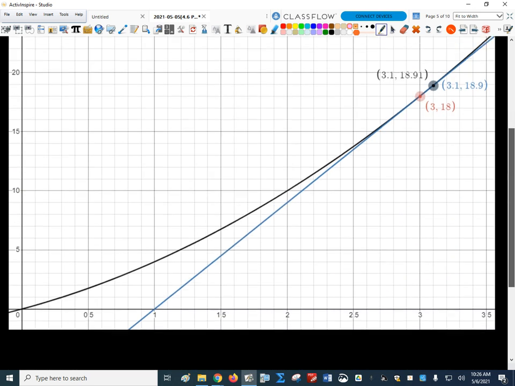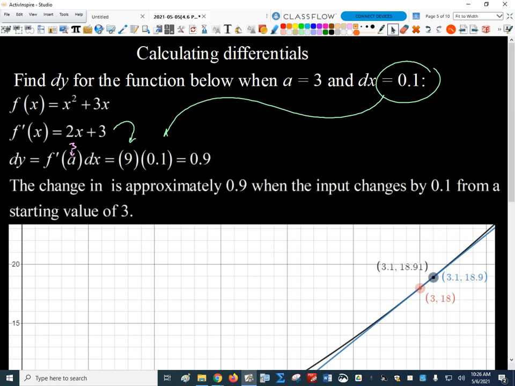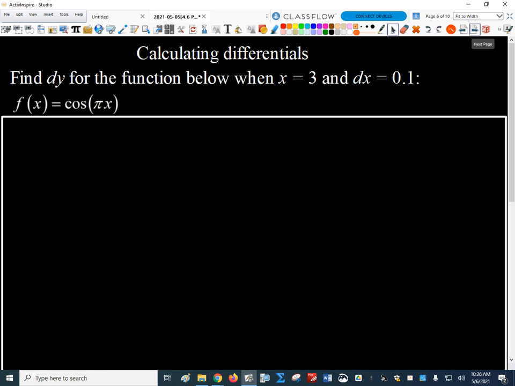All right, let's try another one. Okay, how about this one? We're starting at x equal to 3, and it changes by an amount 0.1. We want to estimate what the function's response is going to be. How much does the function change?